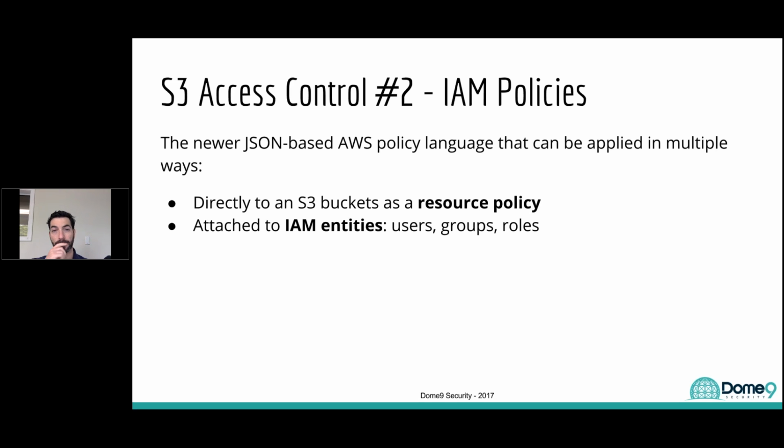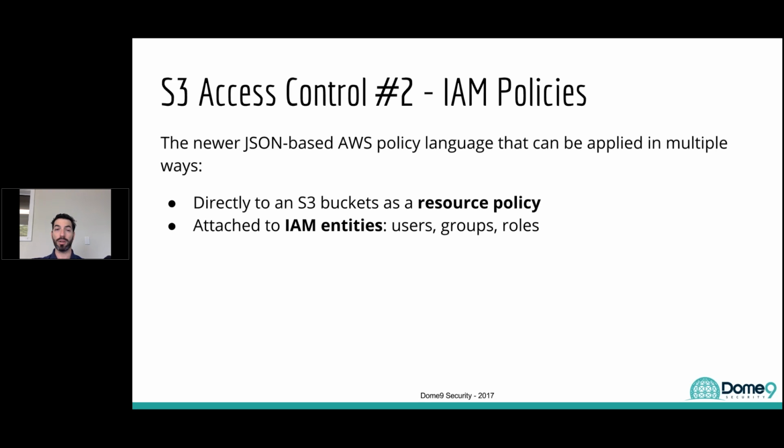The second access control that I would like to address is the IAM policies. This is the JSON-based AWS policy language that can be applied in multiple ways. IAM policies can be assigned directly to an S3 bucket, and this is what's called a resource policy. And IAM policies can also be attached to IAM entities: users, groups, and roles. So two ways to place that policy, and each of them has its own pros and cons.